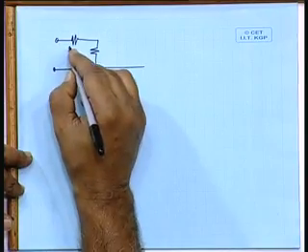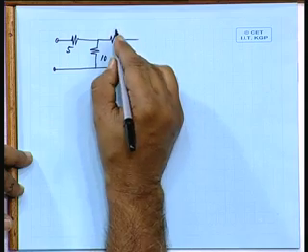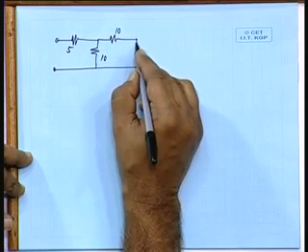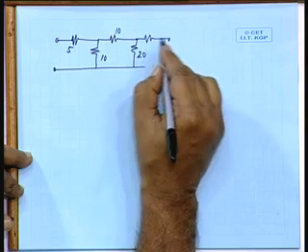Next, we go to the computation of 4 terminal network parameters or 2 port parameters. I will take a simple example. This is a 5 ohm resistance, this is a 10 ohm resistance, this is 10 ohm, this is 20 ohm, this is 20 ohm.